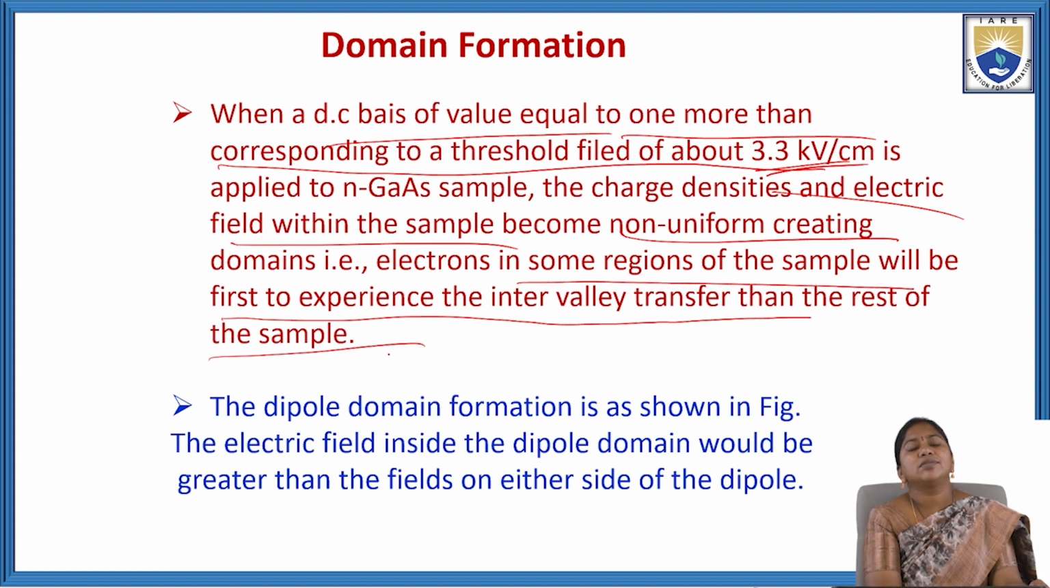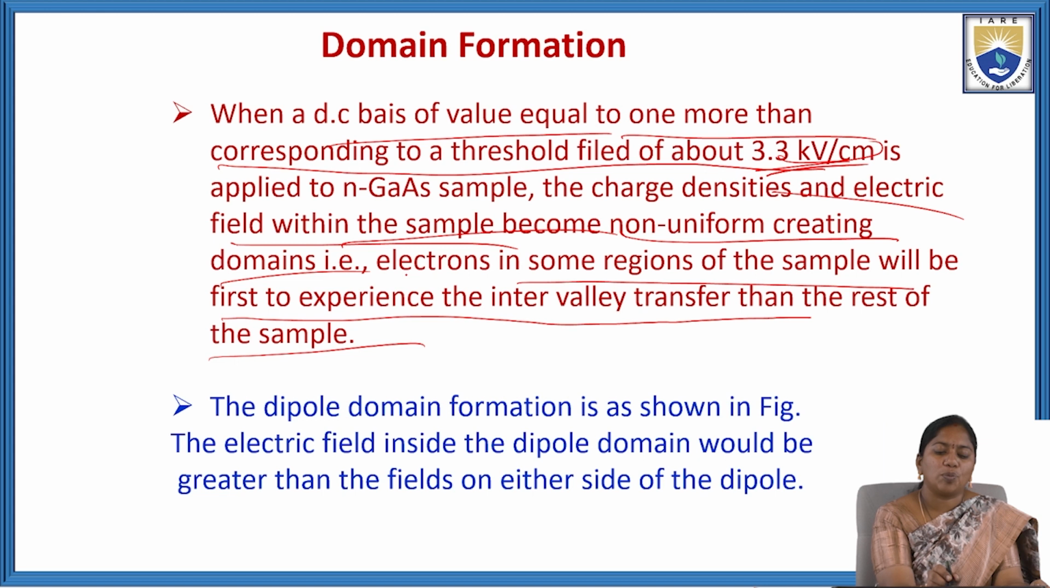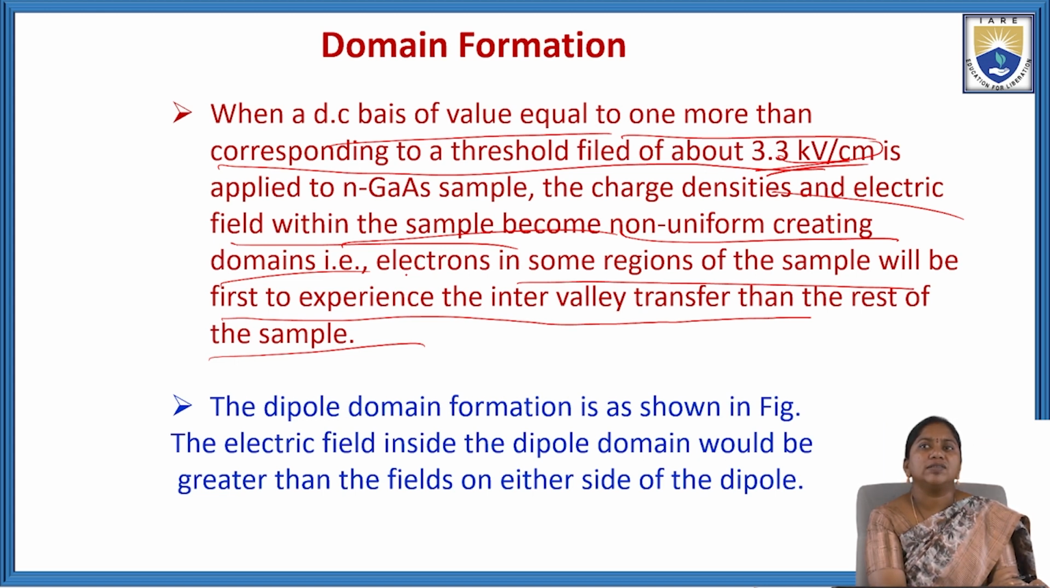So when the DC bias of value equal to 1 more than the corresponding threshold field, that threshold field is 3.3 kilovolts per centimeter, is applied to an N-type gallium arsenide sample, the charge densities and the electric field within the sample become non-uniform, which creates the domains. That is, electrons in some regions of the sample will experience the intervalley transfer. Intervalley transfer means the electrons are transferred from the lower valley to the upper valley, unlike the rest of the sample.